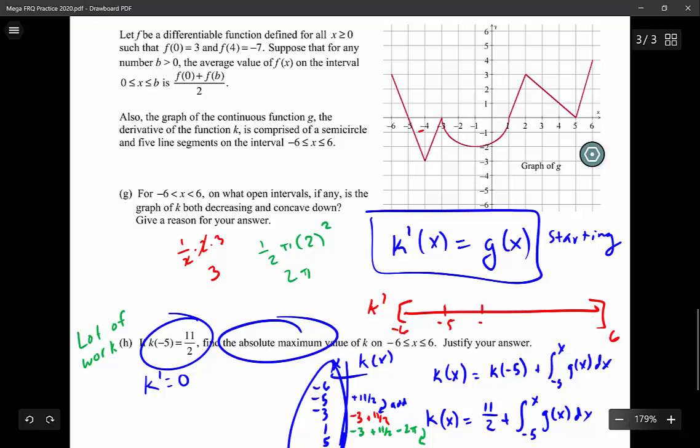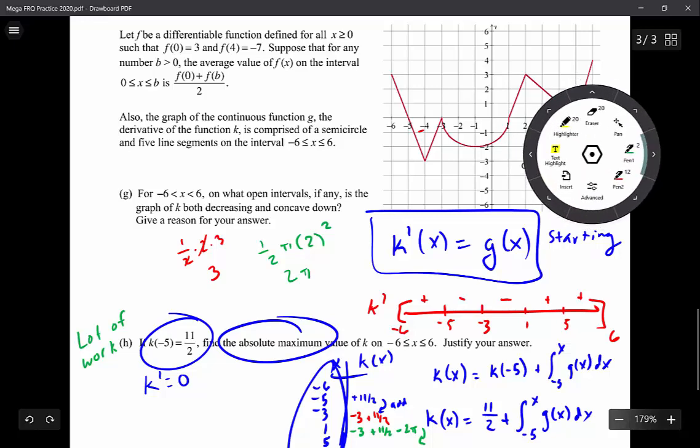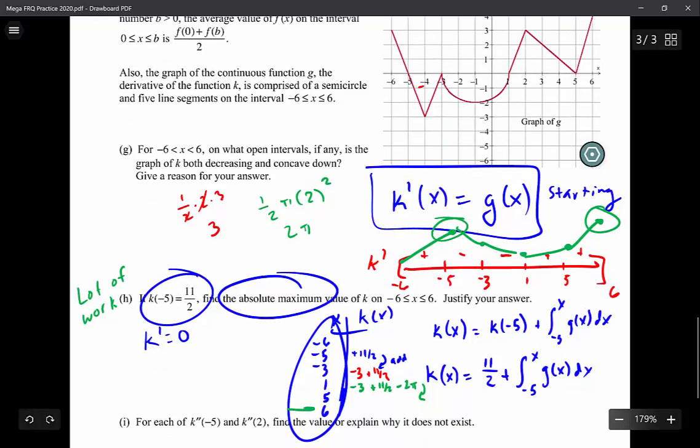So negative 5, negative 3, 1, and 5. We'll see that it's above the axis, so it's increasing. Below the axis, decreasing. Decreasing, above the axis, increasing. And above the axis, increasing. So what that might look like is that we're increasing, decreasing, decreasing, increasing, and increasing. So actually, we only have two possibilities. Our only two possibilities are 6 and negative 5. You could actually get rid of all of the other points, and just test 6 and negative 5.